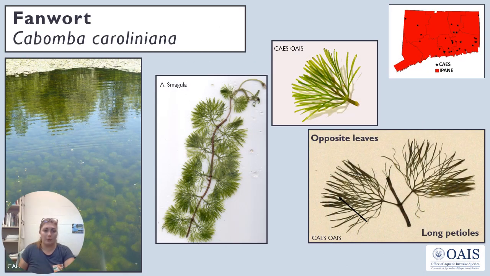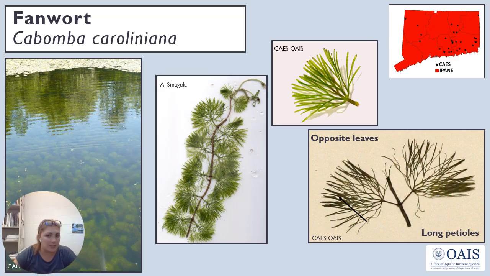So now I'm going to go through the most common invasives that we find in the state. The first one is Fanwort, Cabomba caroliniana. This plant has opposite leaves and long petioles. It's this bright green in the water. It kind of looks like pipe cleaners. That's how I look at it. It has these white flowers that will come to the surface. And it's called fanwort because the leaves fan out from the petiole. So when you're trying to identify this plant, you want the bright green, you want fanning leaves, you want to see long petioles and opposite leaves.